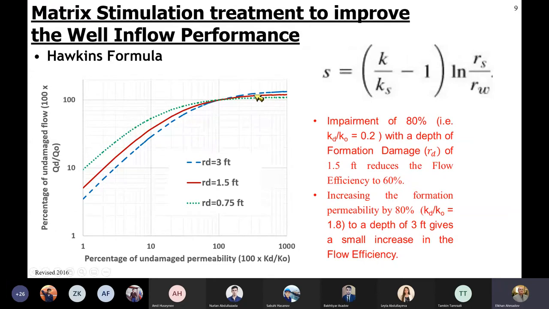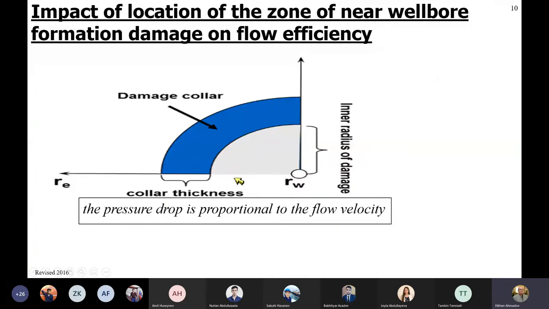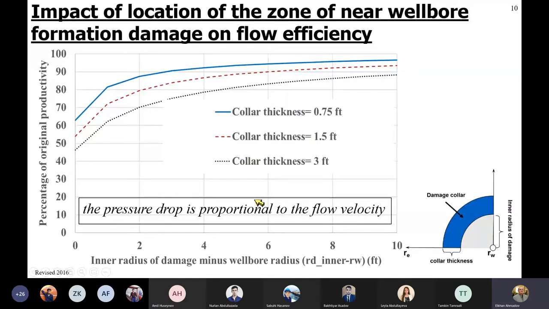Okay, and this is the damage collar. This happens when we apply some stimulation and clean the near wellbore area, and there might be a pushing forward into the reservoir of the damaged zone and precipitations, and this damage collar may occur at some distance from the wellbore. So that's the effect of this collar, depending on the collar thickness, the thickness of this zone, and the distance to this zone from the wellbore.